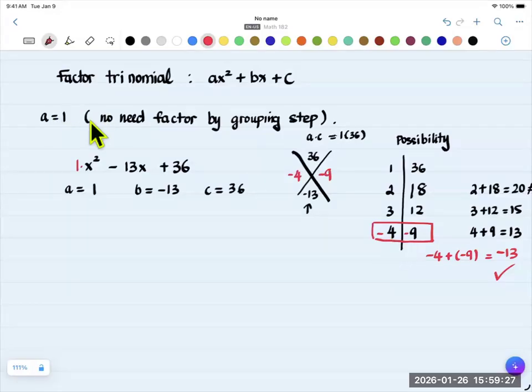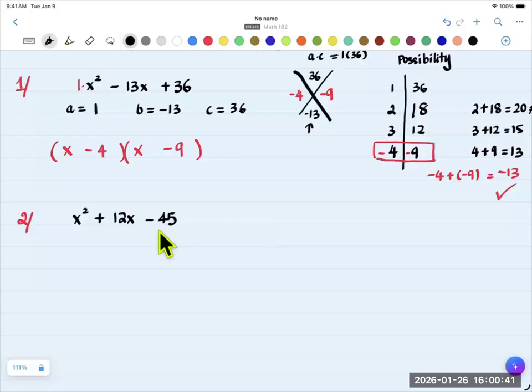Because a is equal to 1, we don't need the factor by grouping step. All we need to do is put them into the factoring form, which is x and x, and fill in the two numbers that we have: negative 4 and negative 9.